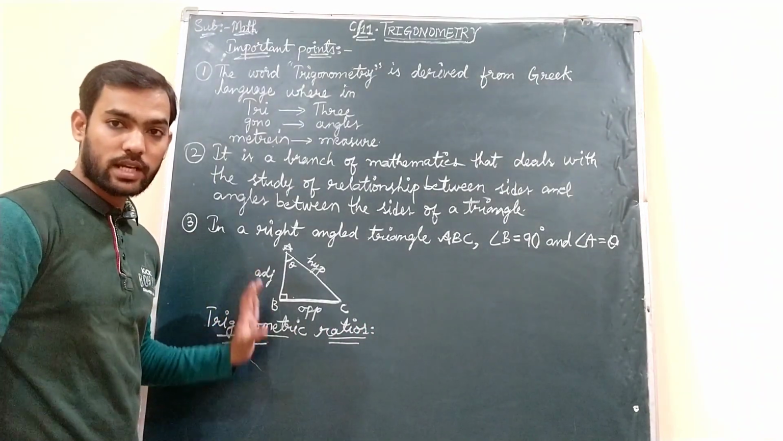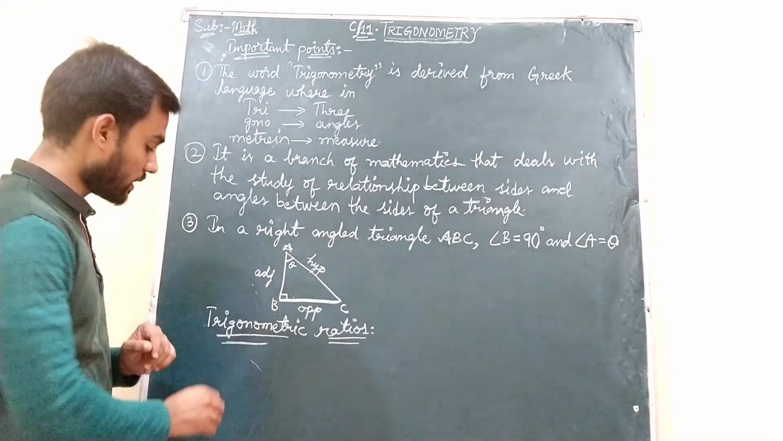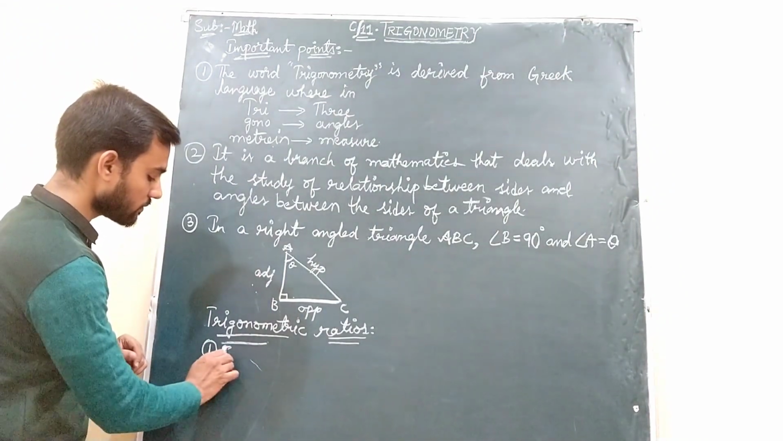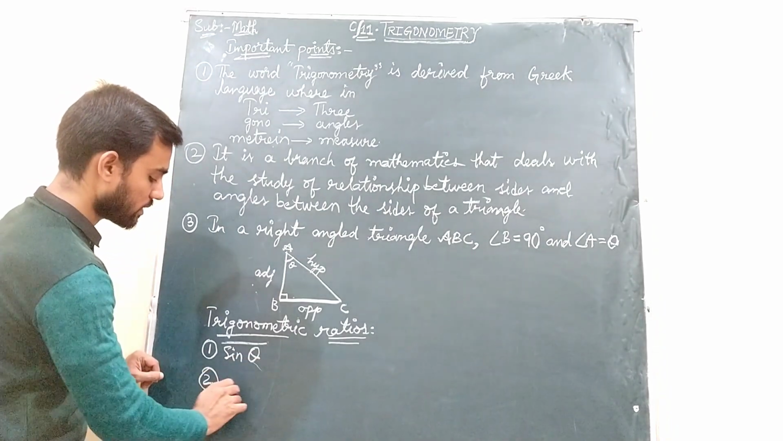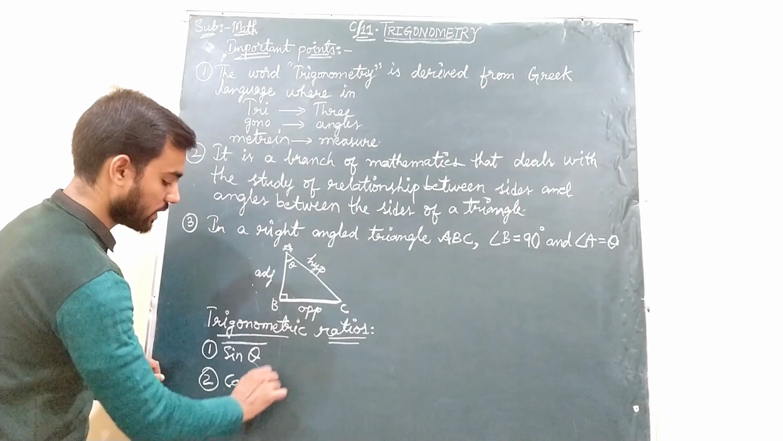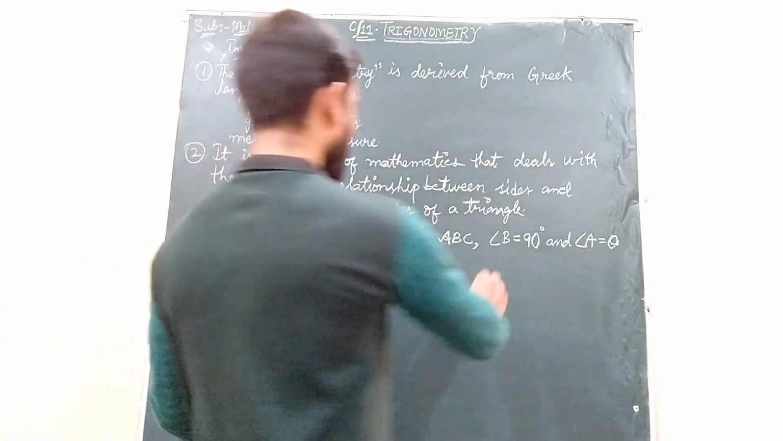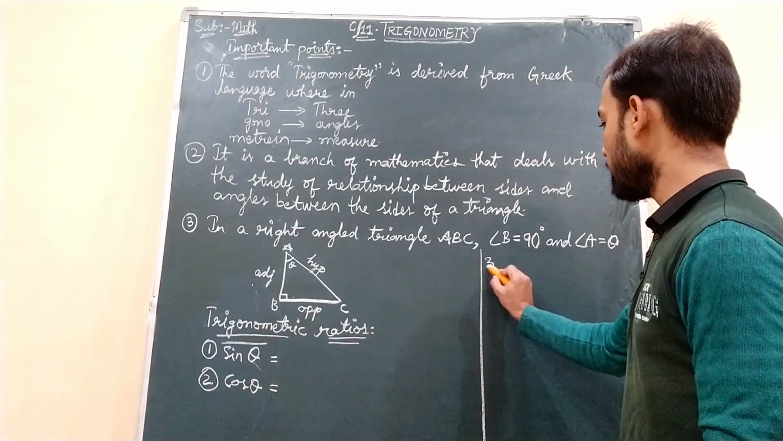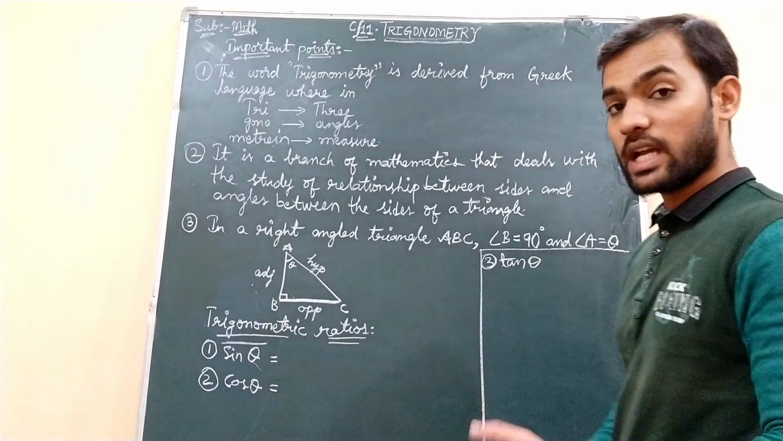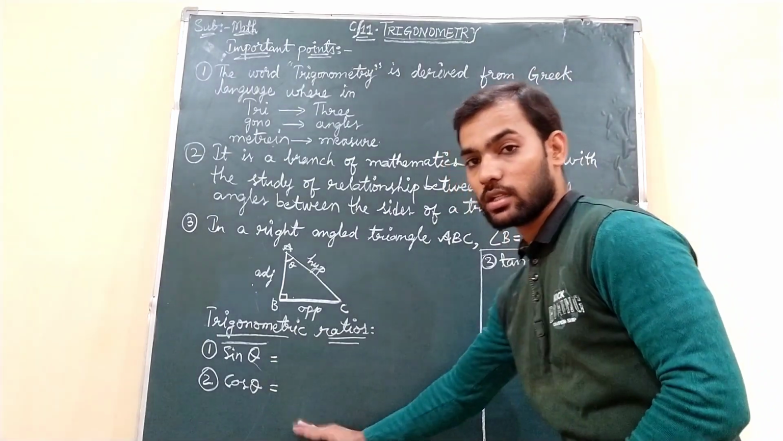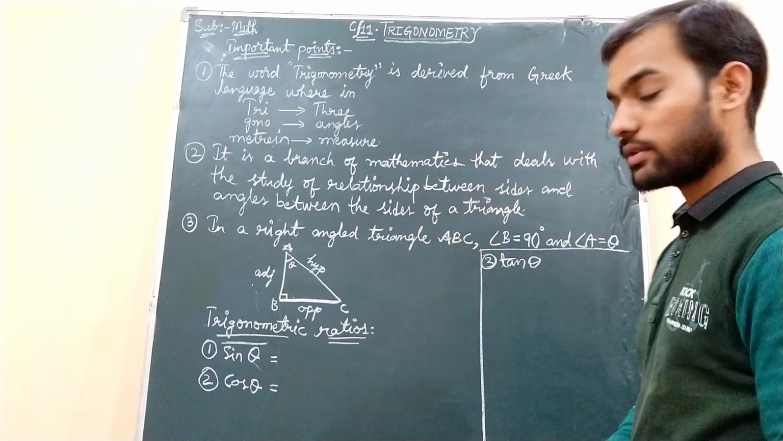With respect to this, we are writing the trigonometric ratios of sides of the triangle. There are 6 trigonometric ratios, as I said. First one is sine theta. Second one is cos theta. We will write the formula for them: sine theta, cos theta. Then third one is tan theta. You people are supposed to write just one below the other. Just 1, 2, 3, 4, 5, 6, all 6 trigonometric ratios all together you can write.